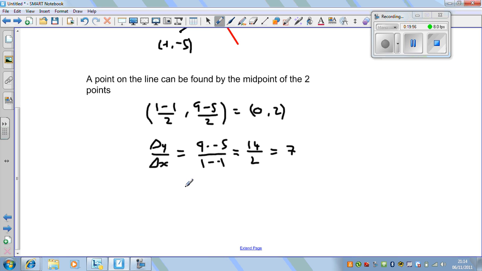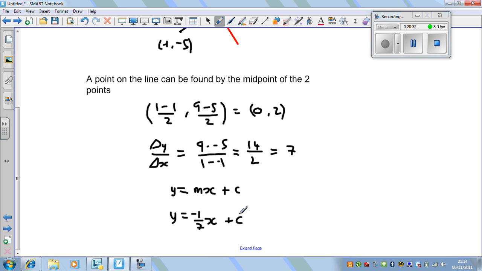Now that means the gradient of the perpendicular line is the negative reciprocal. And I think we're at a point now where we can write down the equation of the line. Now the equation of any straight line is in the form y is equal to mx plus c. Now the gradient of the perpendicular is going to be minus a seventh. So we can rewrite this, y is equal to minus a seventh x plus c.